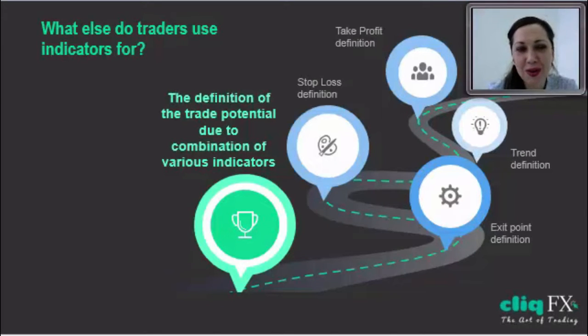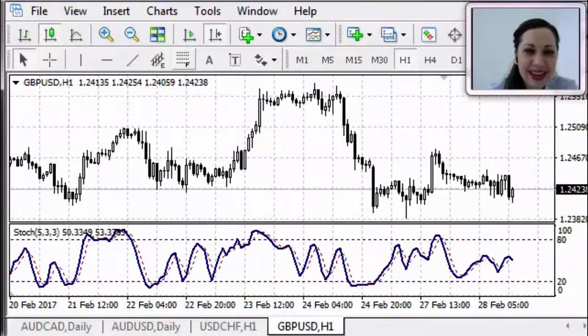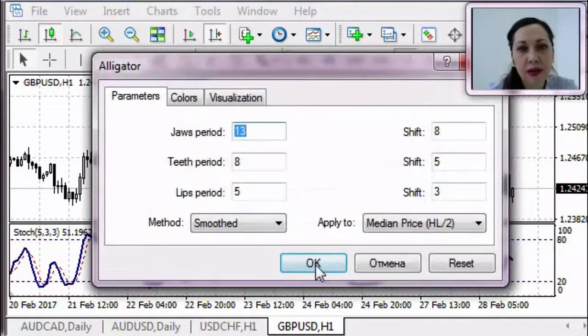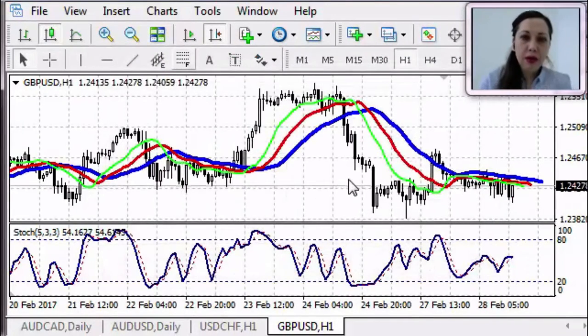So we are going to talk about stop loss and take profit. The best way to do it is by combining 2 or 3 tools together, because as I told you, they have weak points and strong points, so we're going to use them to our advantage. Okay, let's combine maybe alligator and stochastic. We have stochastic here. Let's use alligator here.